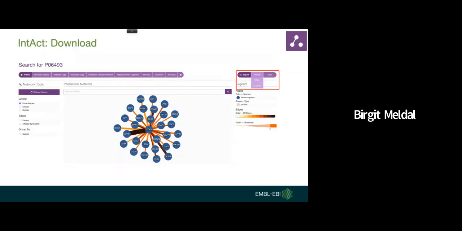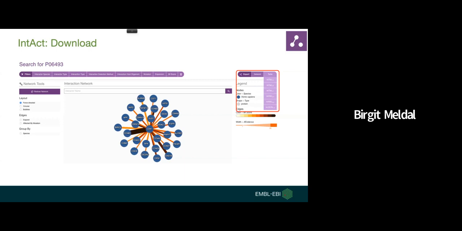Right, once you've done your searches and you're happy with the results you have, obviously you want to take the results away with you. And you can do this in various forms. You can download the actual network that you've created in PNG or GraphML format. And you can download the table in our standard formats, the MITAB, tab delimited format, the XML, or the MIJSON.